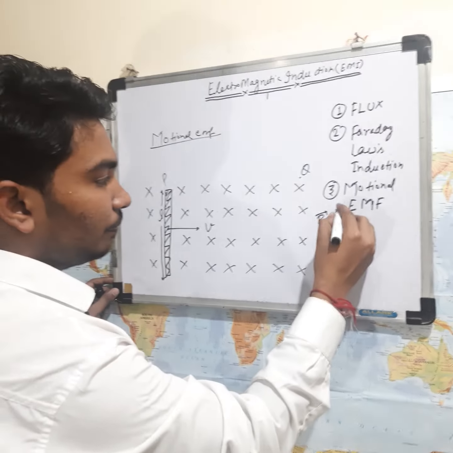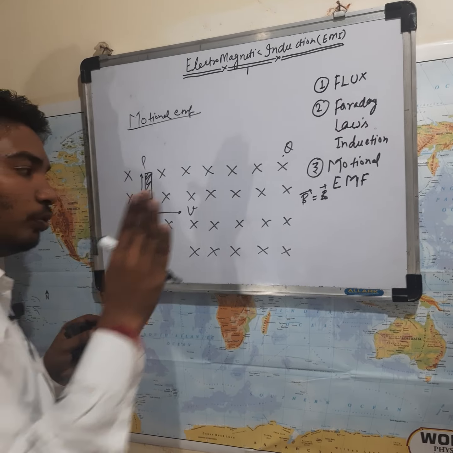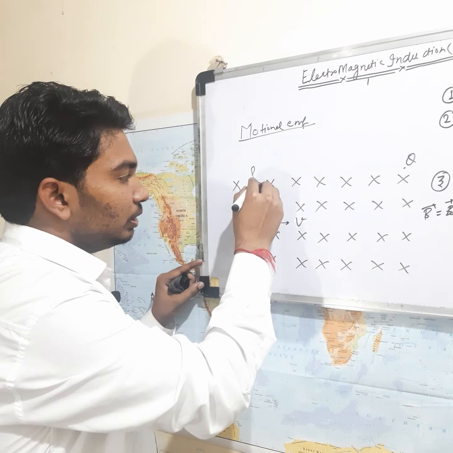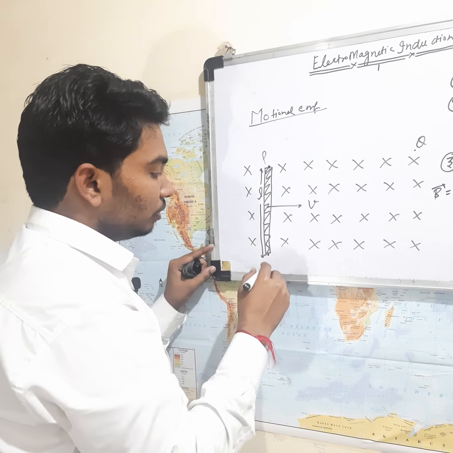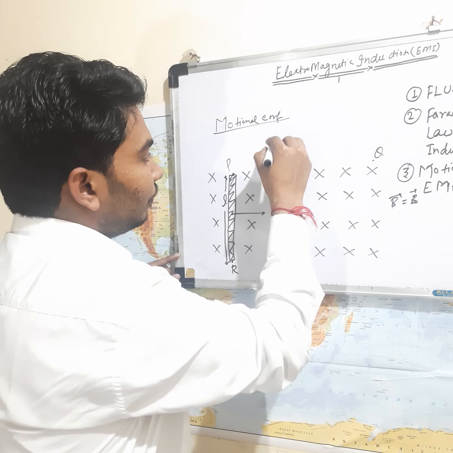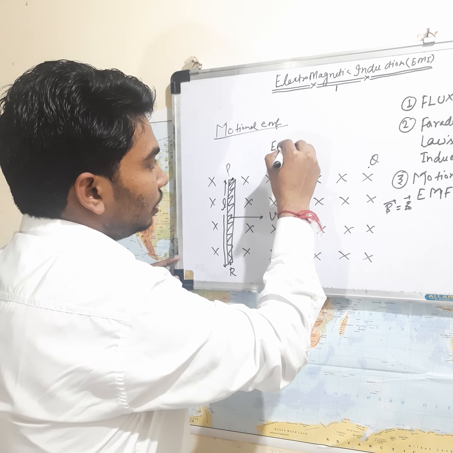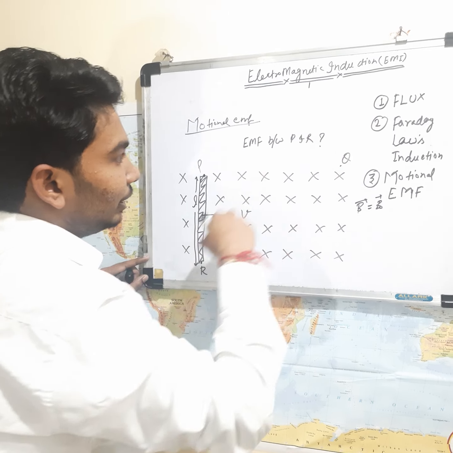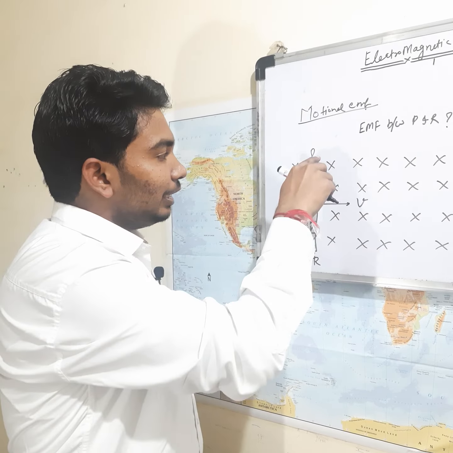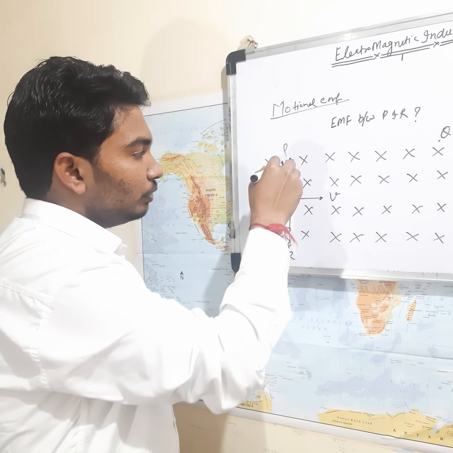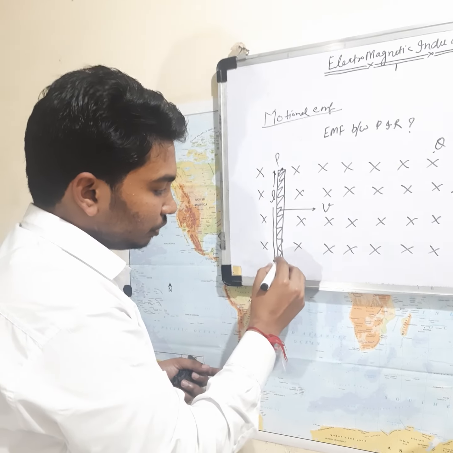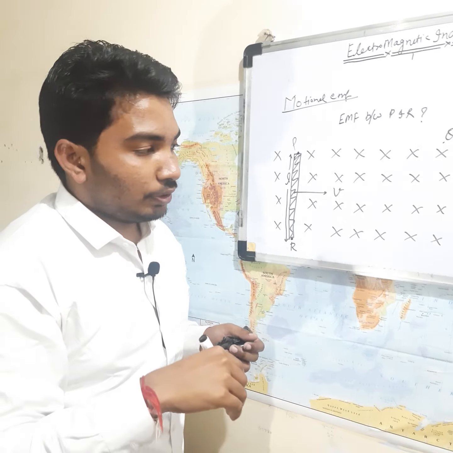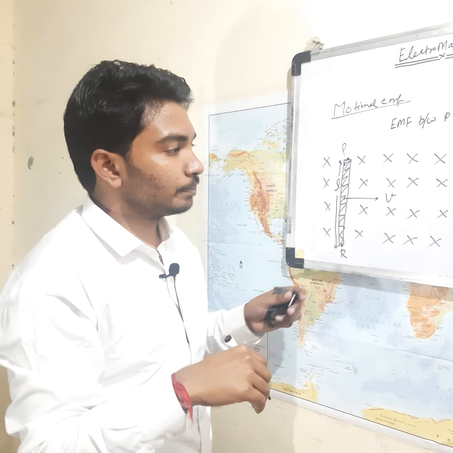Okay, this is the vector V inside the board. So the question is, what is the EMF between P and R? That is the question. We have to solve for the induced EMF difference between this point and this point. Okay, so let's calculate this, how we calculate this.